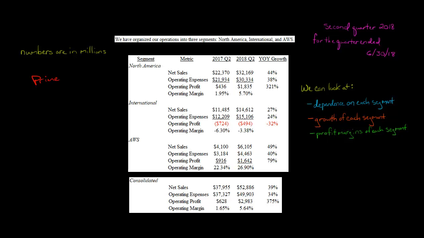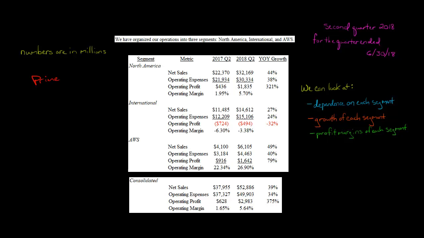The first thing to notice is that even though you probably think of Amazon as selling products, they actually get their highest profit margin from Amazon Web Services. Think about it: if you're Amazon and you sell a Kindle, it costs you a lot of money to produce that Kindle, but providing services is a higher profit margin activity. So they make more profit per dollar of revenue from Amazon Web Services. That's what it means when we see this high operating margin, 26.9% versus just 5.7% for Amazon North America.